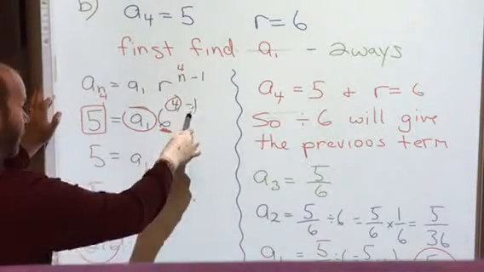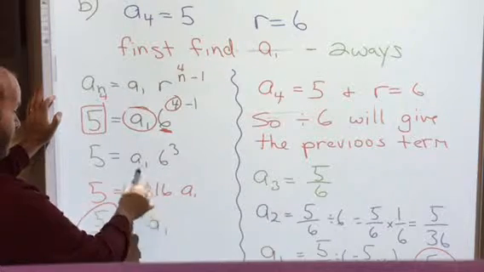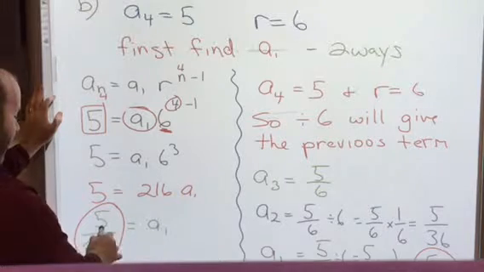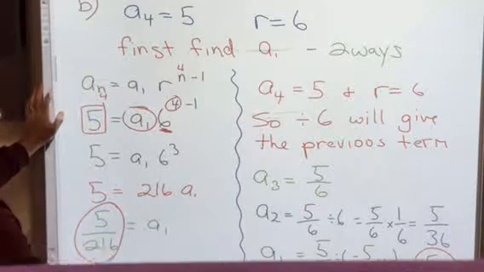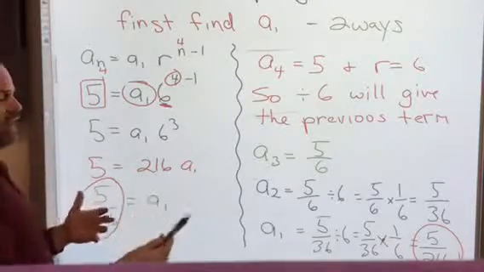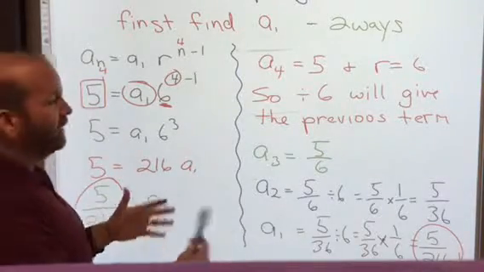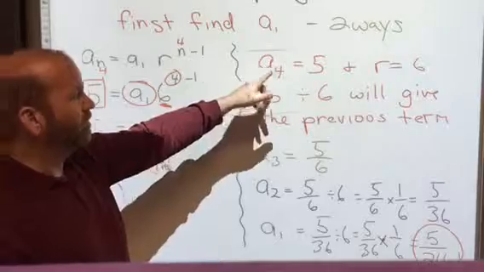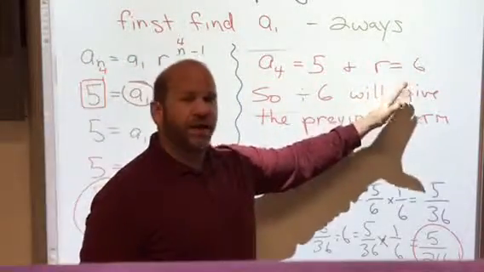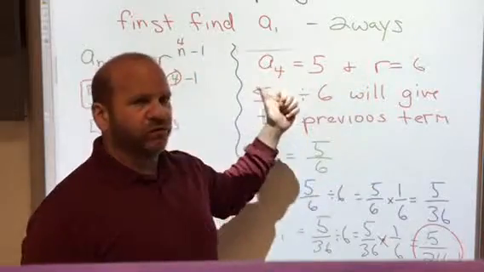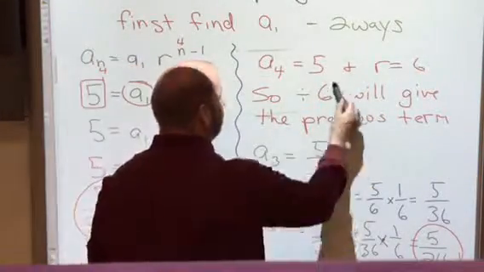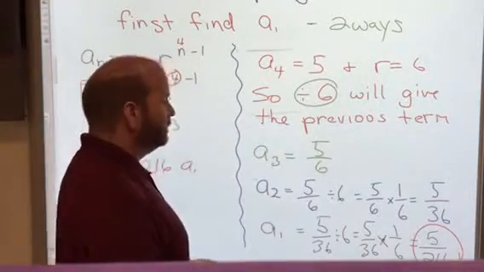So 4 minus 1 is 3, 6 to the third is 216. Then you divide both sides by 216, and a sub 1 is 5 over 216. The other way that I looked at, the more common sense way of how to find the first term, is if you know the fourth term is 5 and you know that r is 6, 5 times 6 is 30, that would give you the fifth term, but going backwards, you divide by 6.